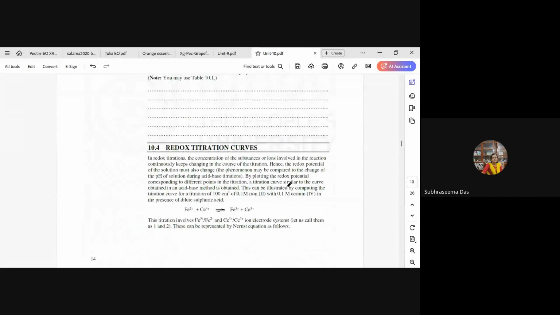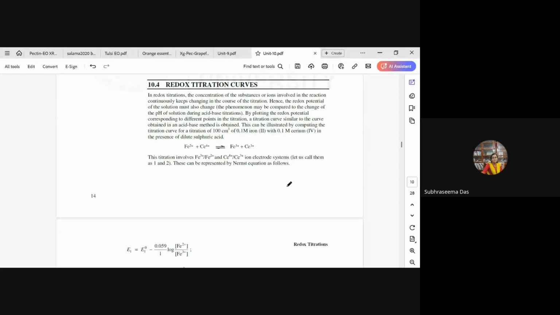Then coming to redox titration curves. Now we know normal titration curves; here we will talk about redox titration curves. In redox titrations, the concentrations of the substances in the reaction continuously keep changing during the course of the titration, so the redox potential must also change during the reaction. By plotting the redox potential corresponding to different points in the titration, a titration curve similar to the curve obtained in an acid base method is obtained. This can be illustrated by computing the titration curve for a titration of 100 ml of 0.1 molar iron with 0.1 molar cerium in the presence of dilute sulfuric acid.